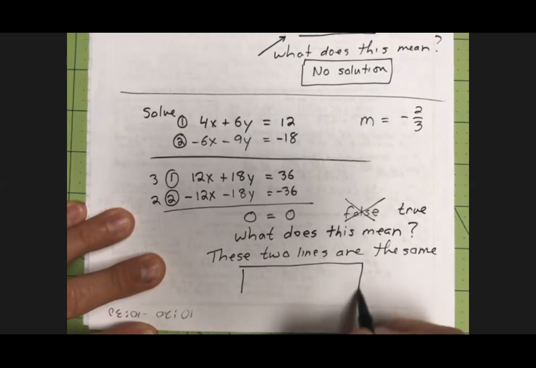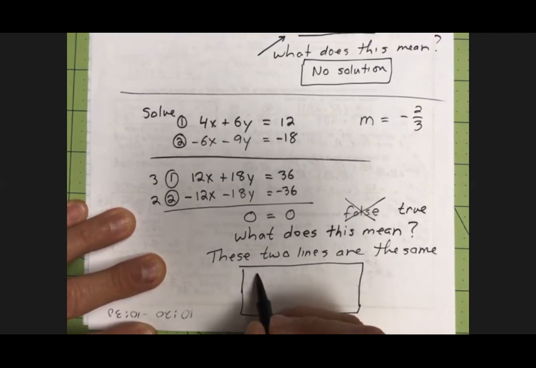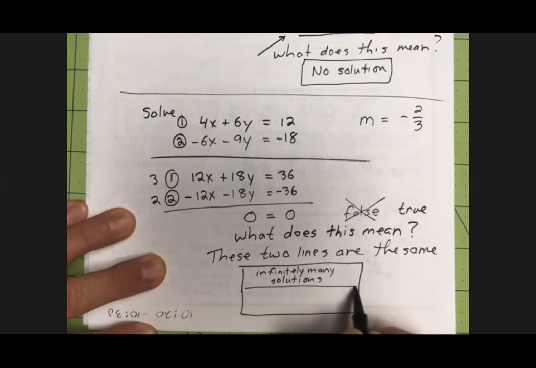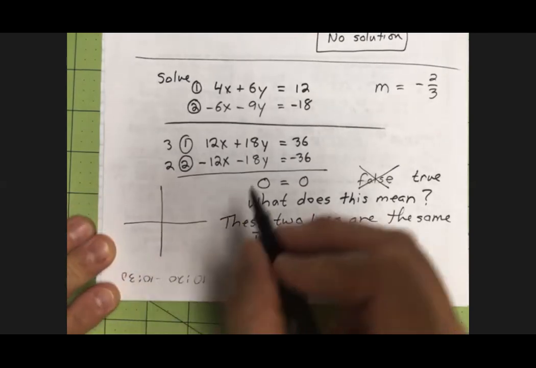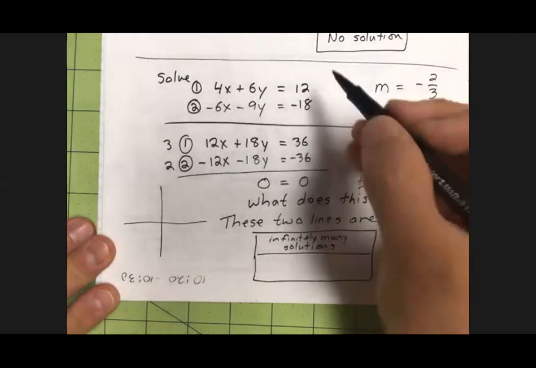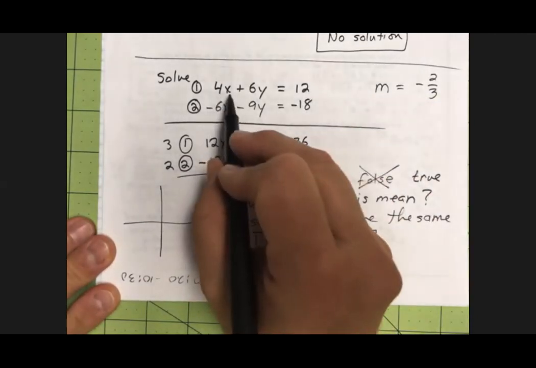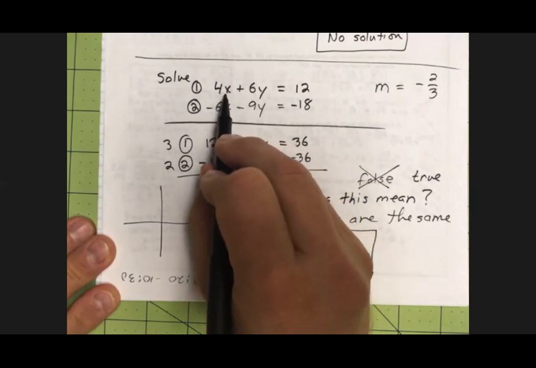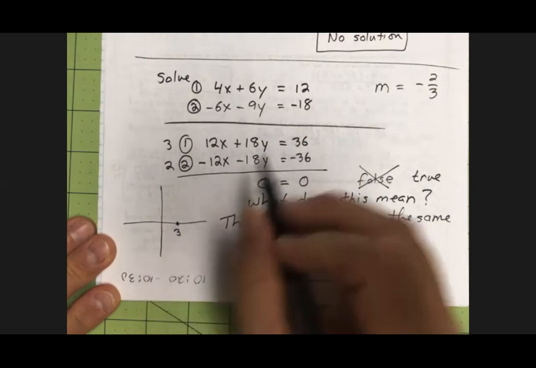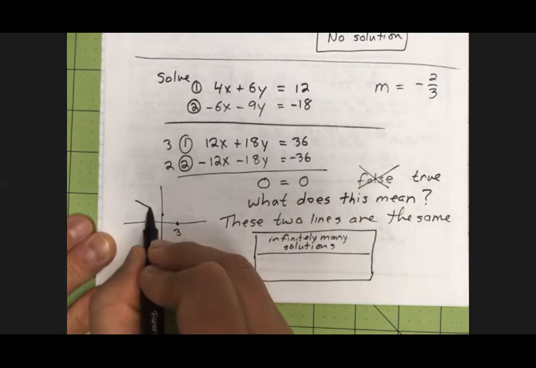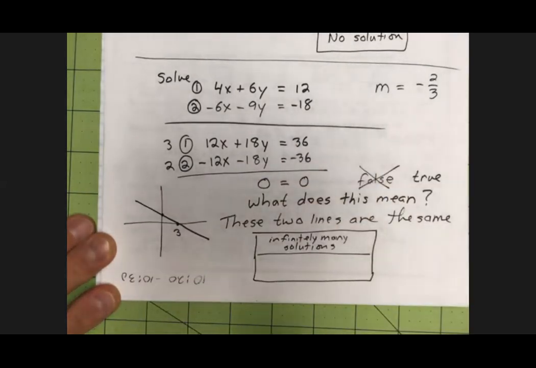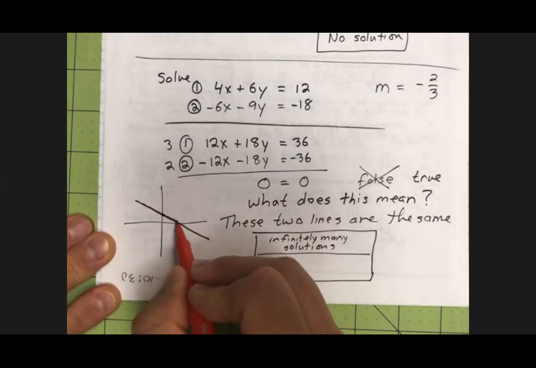Now, if someone asked me for an answer, that is how I would have to answer. There are infinitely many solutions. But some people want you to go farther and say, well, tell me what they are. For example, let me show you this. There are infinitely many solutions. That means that these are the same line. Now let me graph the line because they're not so threatening. If x is 3 and y is 0, that's one of the intercepts. If y is 2 and x is 0, that's the other intercept. So I could do the same thing with equation number 2, but I've already decided that they're the same line.